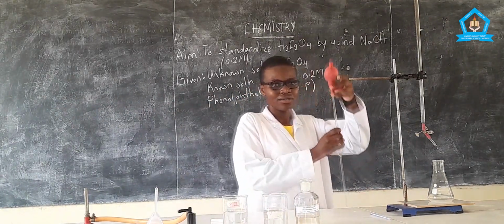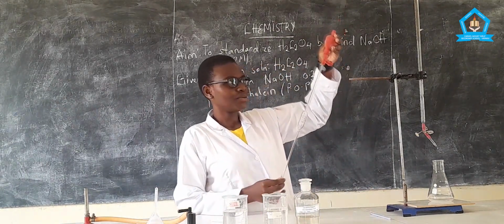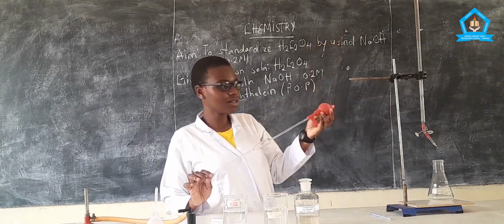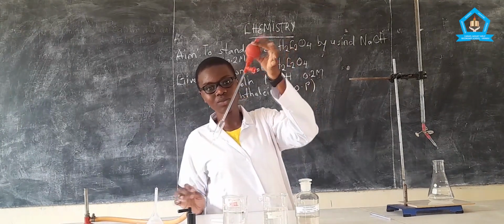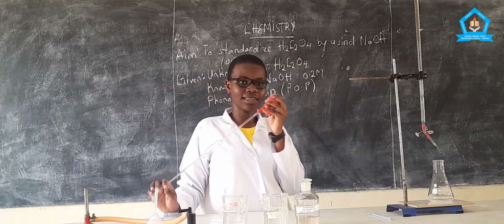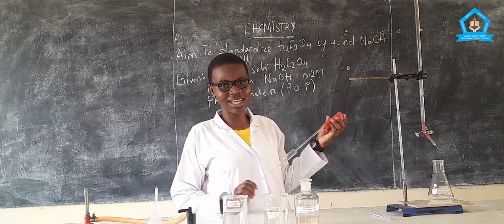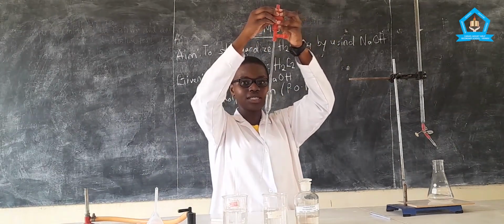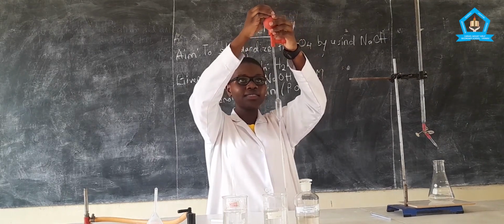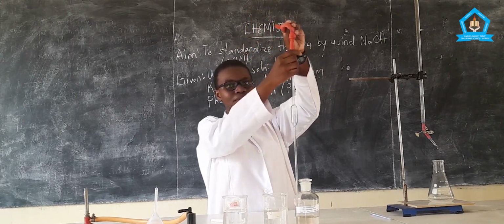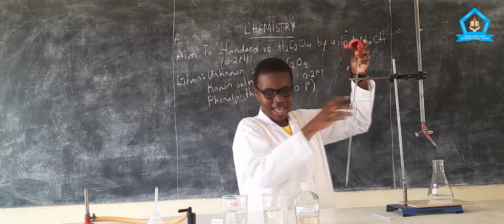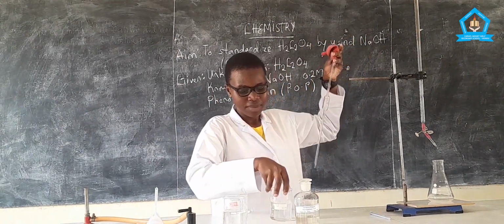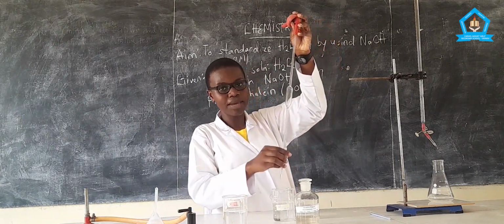First of all, we are given a pipette with a filler. You can either fill the pipette by using a pipette filler, which is what I'm holding here, or by sucking, which is mostly used by students in Tanzania. First, we have to remove the air molecules in this filler. We have to compress and put it here. After that, we are going to take our base, which is sodium hydroxide, and we are going to fill our pipette by using a pipette filler.